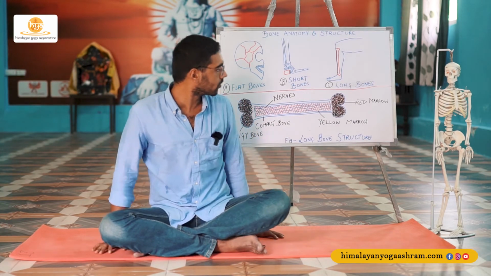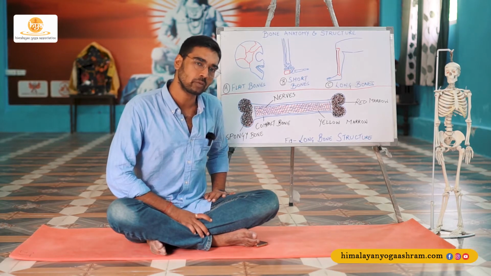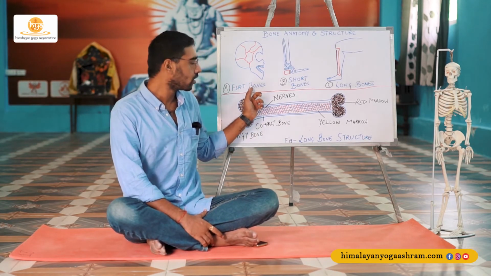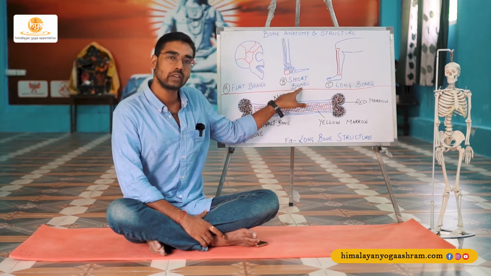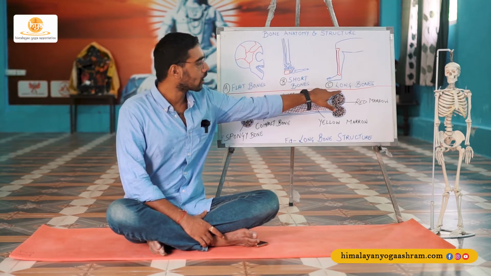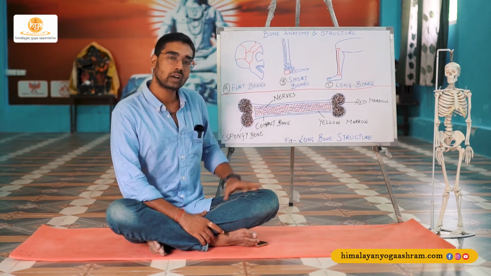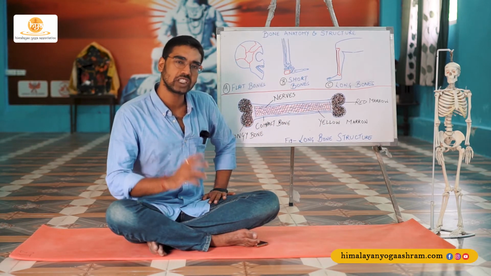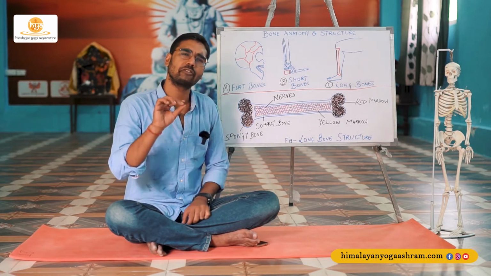Now, there are three different types of bones inside the human body. As you can see, the first type is flat bones, the second type is short bones, and the last type is long bones. The flat bones are only present in a few locations inside the human body. These bones are basically flattish bones.